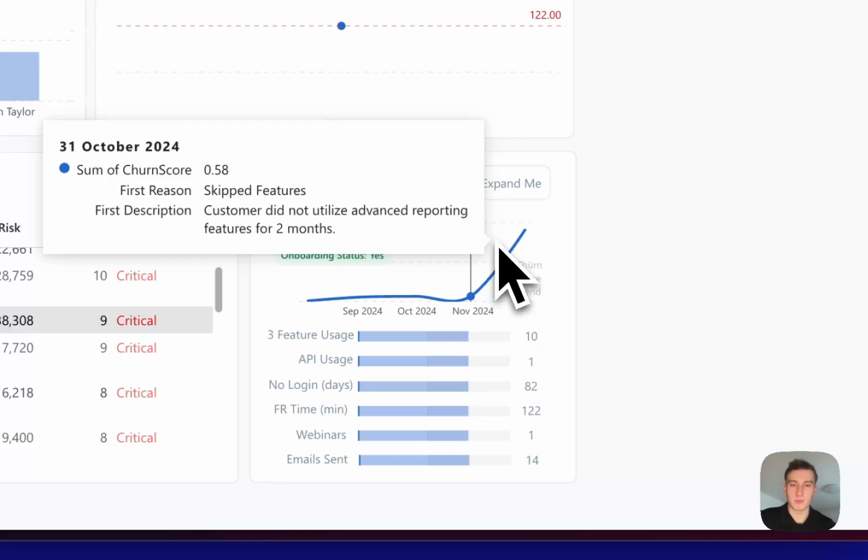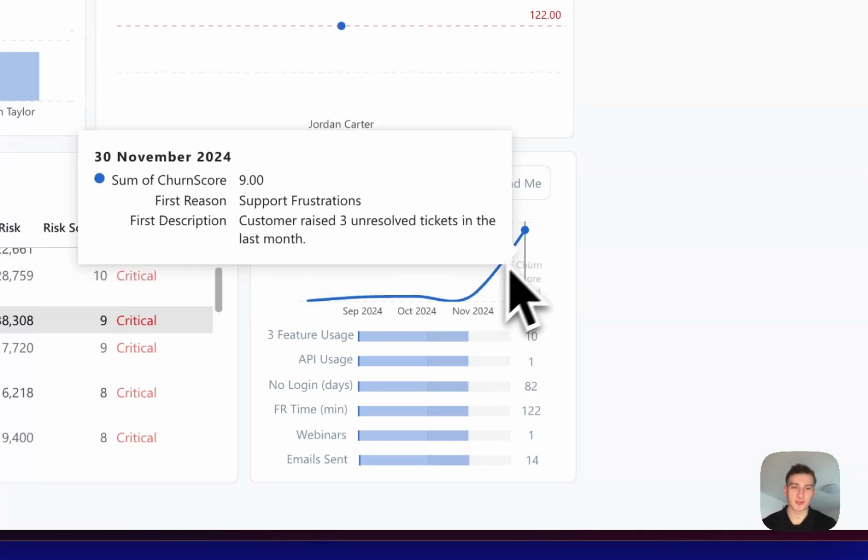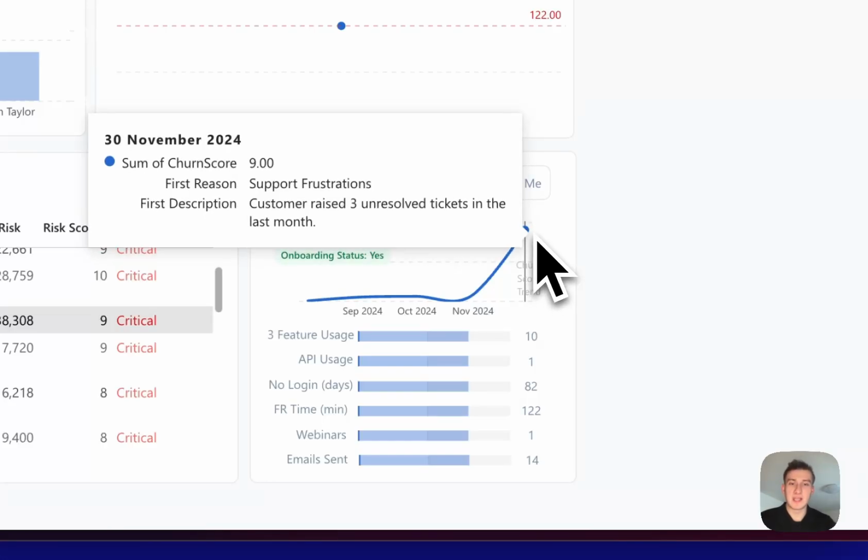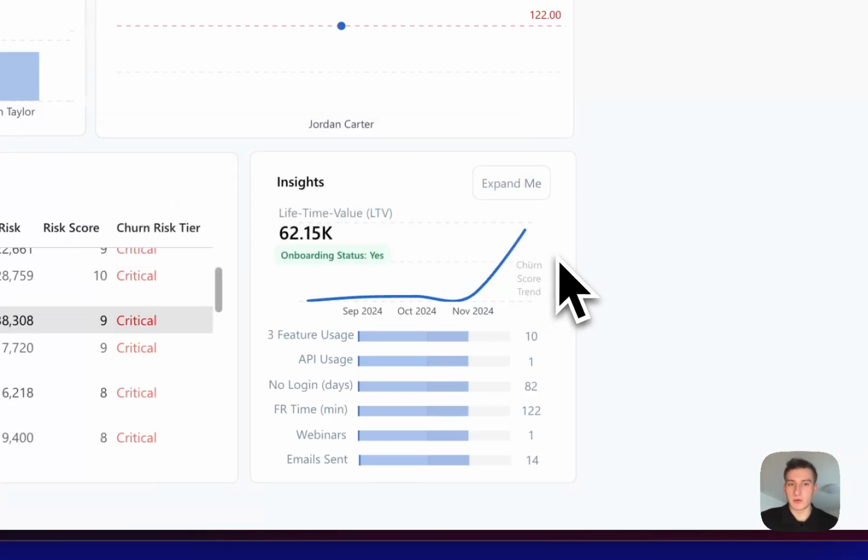Here is the big one: skipped features. The customer did not utilize advanced reporting features for 2 months, which is the reason why our churn score increased a lot. And we're able to see here at 9, the customer raised 3 unresolved tickets in the last 3 months. We're able to see that and understand why things are happening.